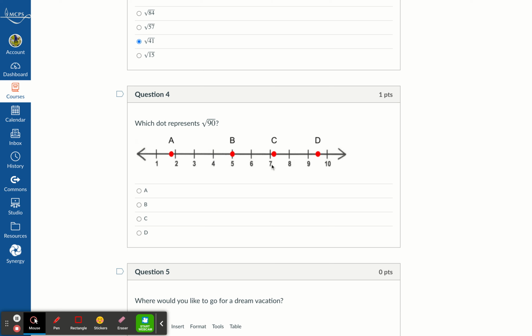This dot C, it's a little bit bigger than 7, so that would be a little bit bigger than the square root of 49, because 7 times 7 is 49. 8 times 8 is 64, so that's still going to be too small for that one. If I look at dot D, it's in between 9 and 10. So 9 squared is 81. 10 squared is 100. So yes, 90 is in between 81 and 100. So it would be D.